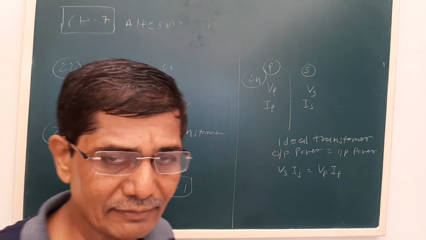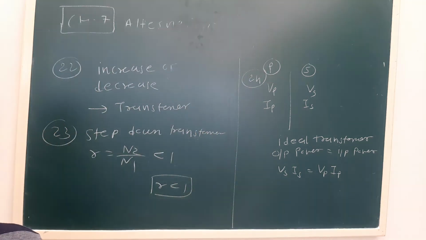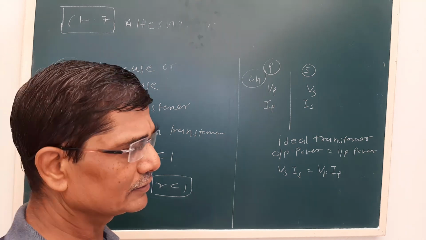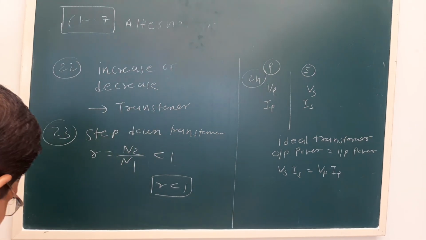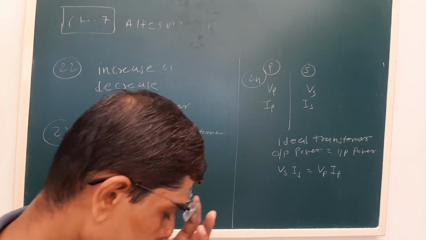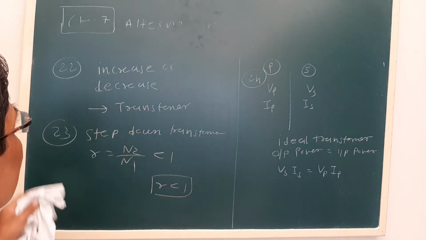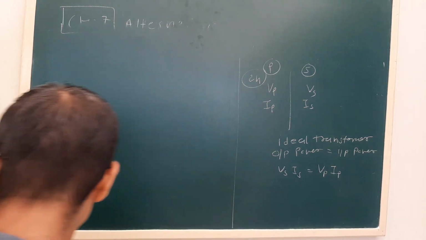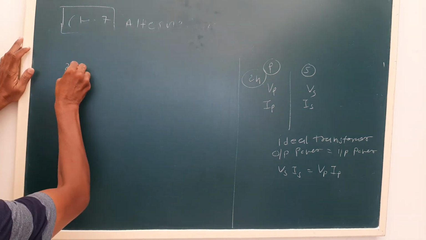Here it is given that it is an ideal transformer. We have to consider that no losses are associated with the transformer. So in that case, the output power and input power are equal. Now see the next MCQ, that is MCQ number 25.